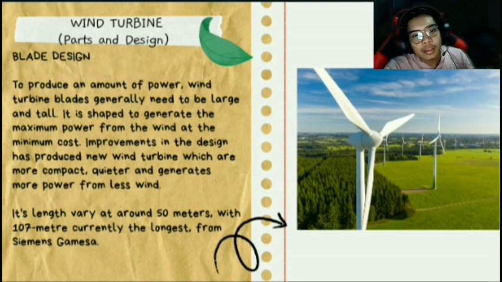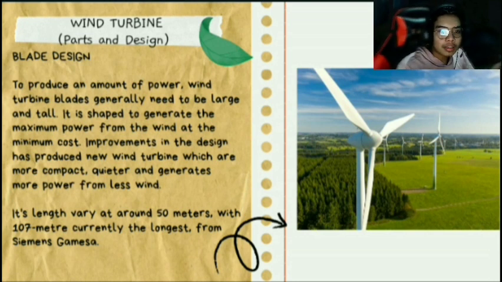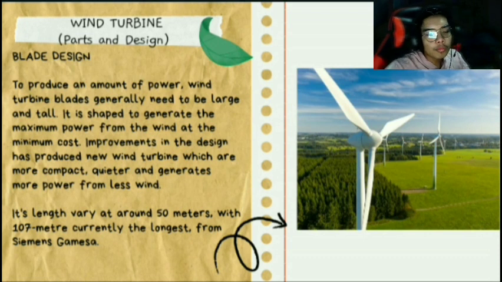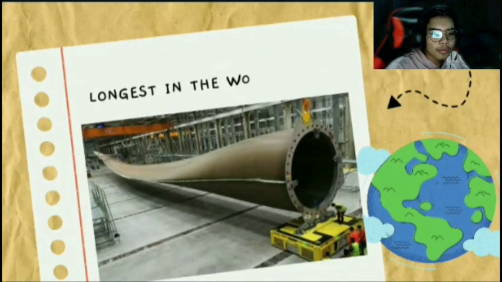So itong blade design, ito yung malalaking blades. O ito yung mga design na kailangan na sakto para ma-produce ang maximum efficiency niya. At para makita kung improvements to produce, which is more compact or quieter, depende sa hangin. So, yung blade design, dito nakabase minsan yung conventional wind turbine or ano yung pwedeng i-produce o kayang gawin ng isang wind turbine. So, ito yung Siemens Gamesa, nakikita natin, longest in the world. Sobrang laki niya, 107 meters. So, next.